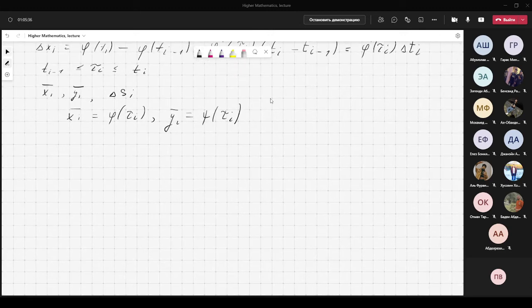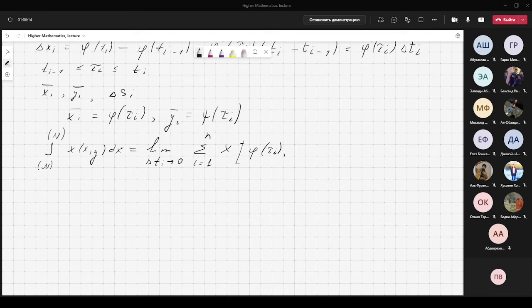The integral from M to N of x(x,y) dx equals the limit as delta t_i approaches 0 of the sum over i from 1 to n of x of phi of theta_i, psi of theta_i, times phi prime of theta_i, delta t_i.